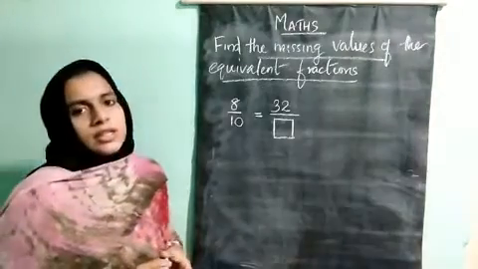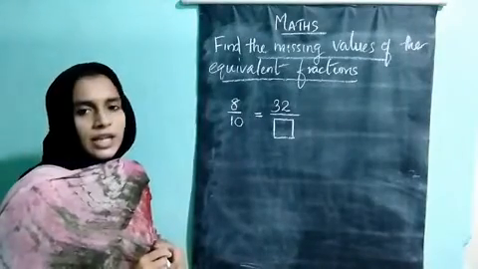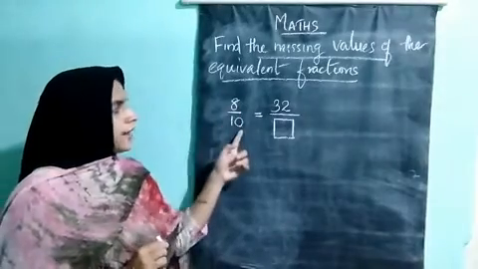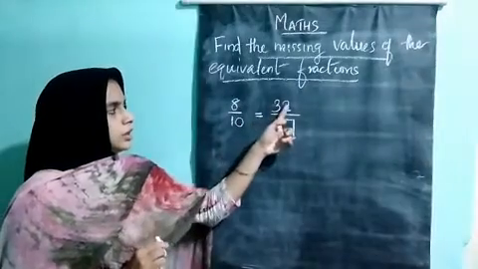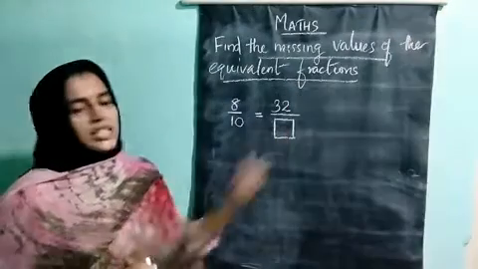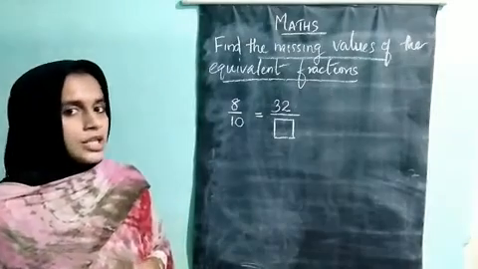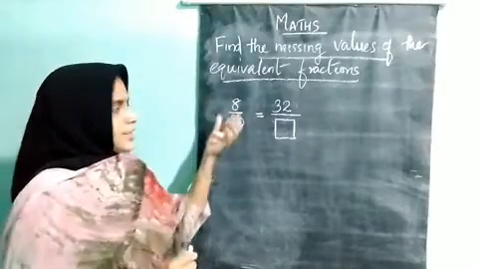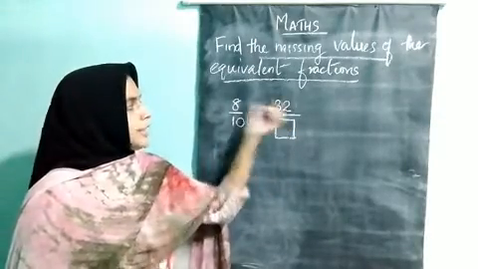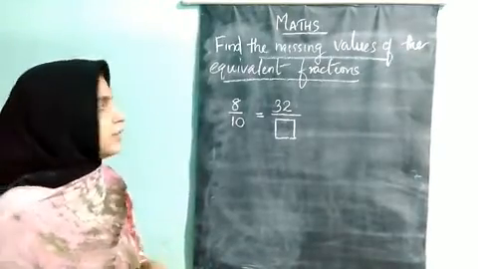Now write the next heading. Find the missing values of the equivalent fractions. Here you can see 8 by 10 equal to 32 by blank. So both fractions are equal. We have studied what equivalent fractions are. Now check these two fractions. Here both the numerators are given.